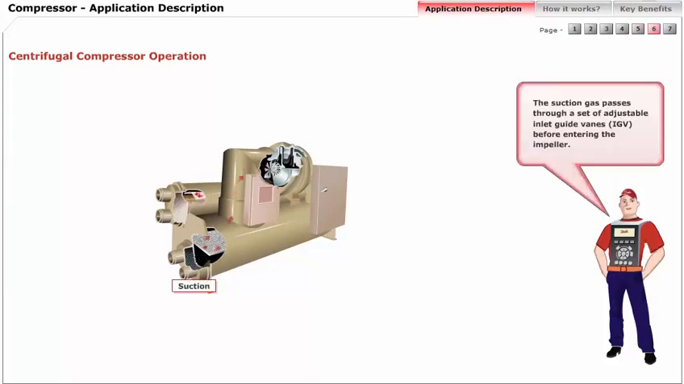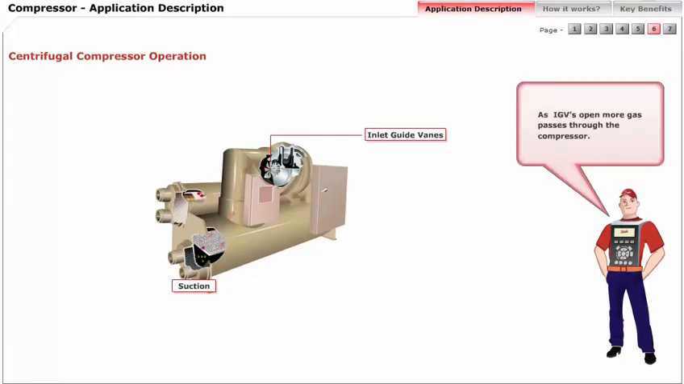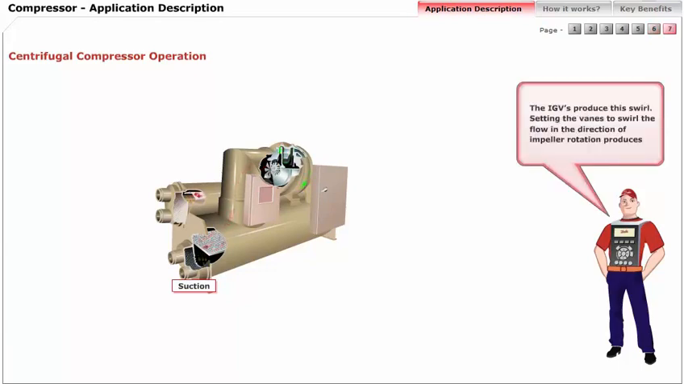The suction gas passes through a set of adjustable inlet guide vanes before entering the impeller. As inlet guide vanes open, more gas passes through the compressor. The vanes are used for capacity control, similar to inlet guide vane control of centrifugal fans. Capacity is varied by swirling the refrigerant entering the impellers. The inlet guide vanes produce this swirl.